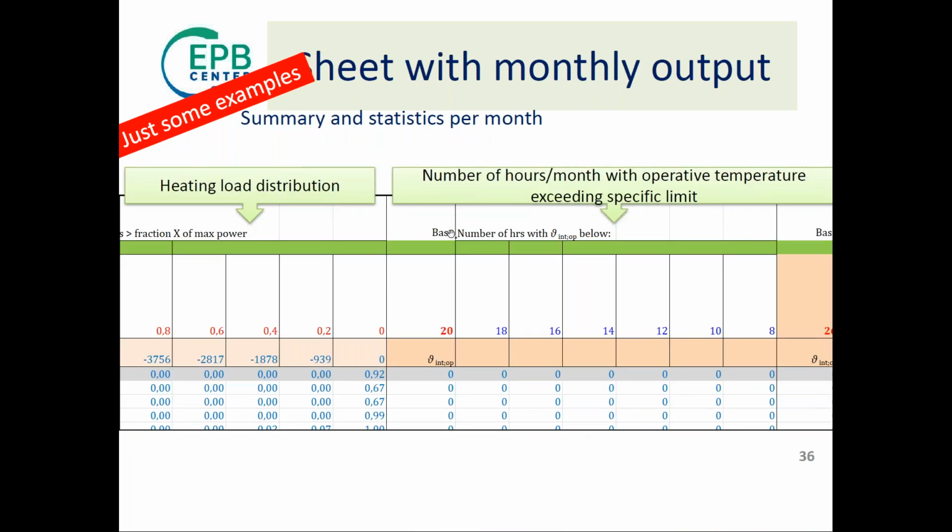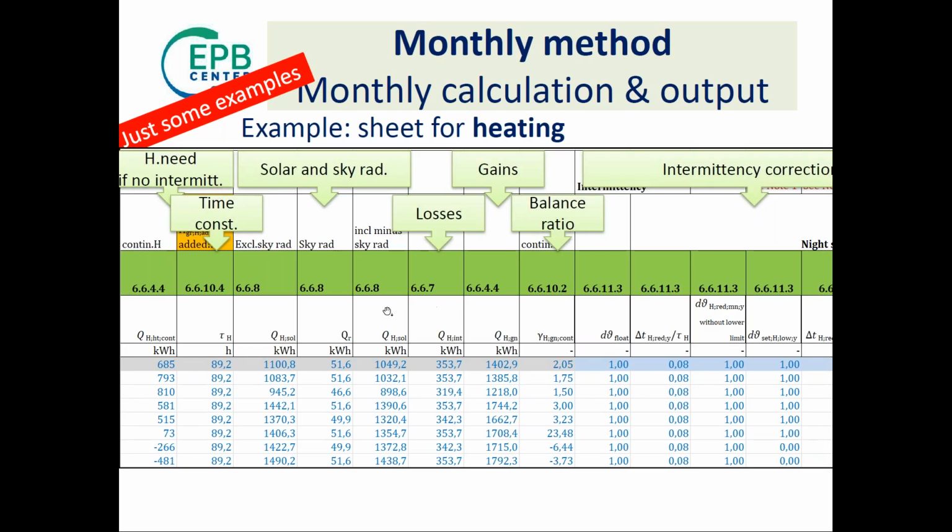Then we have the sheet with monthly output, which is a summary of all the hourly output per month, but also statistics. For instance, statistics is the heating load distribution for each month in fraction of maximum power, and the number of hours per month with the operative temperature exceeding a specific limit, in this case set to 20 degrees, but you can change this number. So that's derived from the hourly output data.